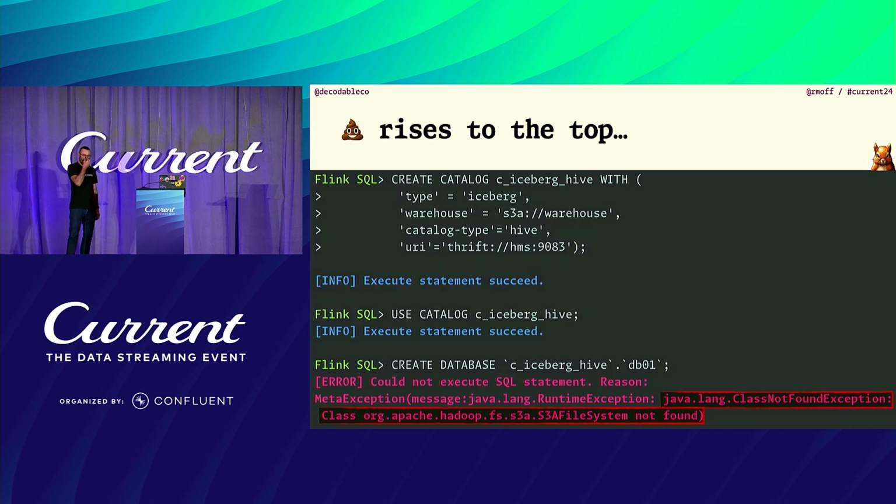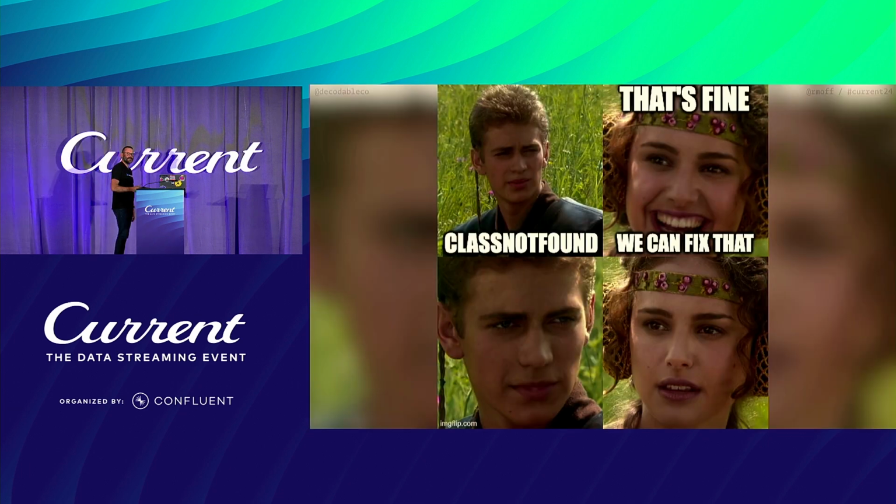There's a class not found exception. There's an S3A file system not found. But that's fine. We went to that really good talk at Current 2024. We heard this guy talking about jar files. We know what to do because it's a class not found exception. We can fix that, definitely. We know where we're at with that, right? We go find the jar file. We take the jar file. We go put it in the lib folder. We restart things, and everything works really well.